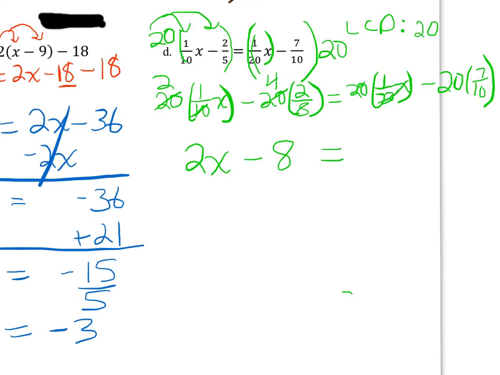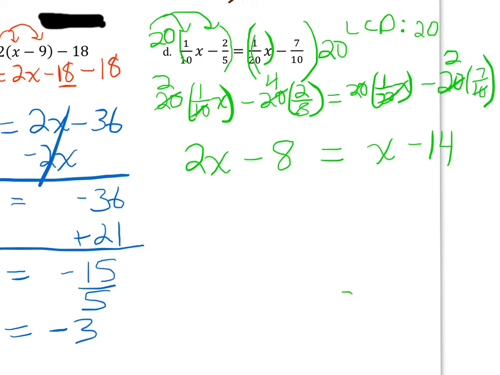20 goes into itself one time. 1 times 1x is just x. And 10 goes into 20 two times. That's a negative 2 times 7, which is a minus 14. All right? And now this equation looks very similar to the last equation that we just did. And so I'm going to go ahead and continue to solve.